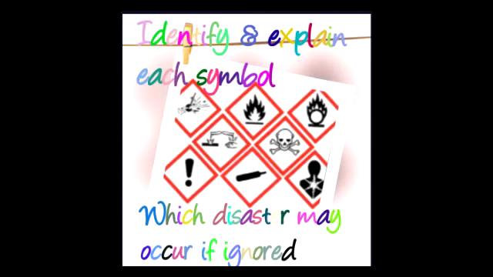Some symbols are shown on the screen. Explain those symbols. Which disasters may occur if those symbols are ignored?